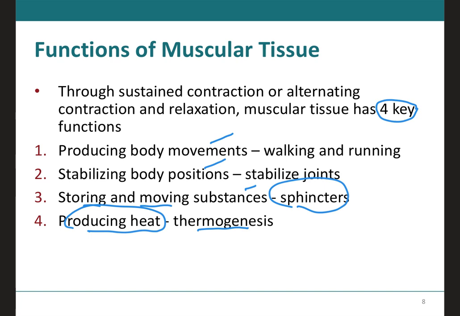Luckily for us, here in South Florida, we don't have to do a lot of shivering.